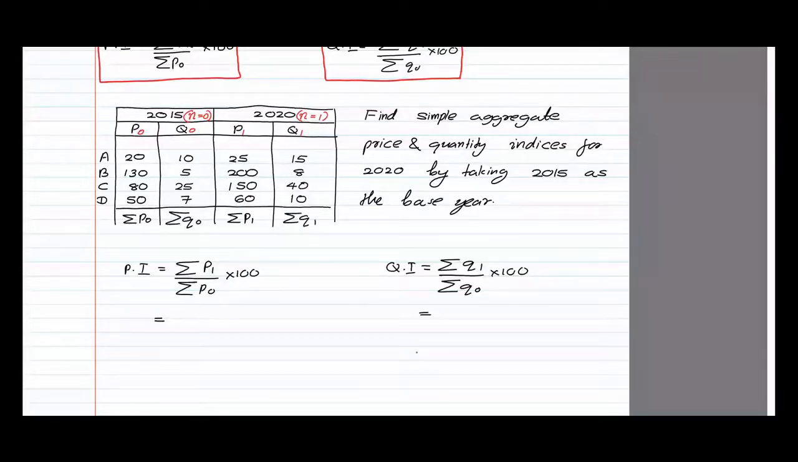What is sigma P0? 280. What is sigma Q0? 47. What is sigma P1? 435. Sigma Q1? 73.